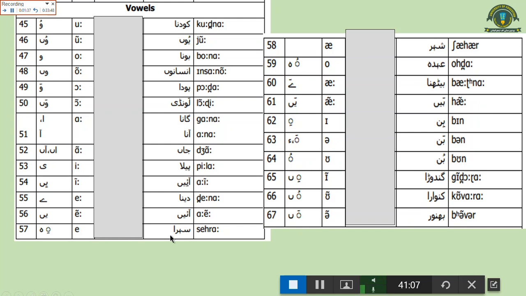Now this is a sound as in Sahara, and this one is a sound as in Sheher, and this is o as in the first letter of Ohda. And so here is this, I'm moving forward quickly. This is E as in Gindora, and as in Kuwara, and as in Bhawer. So we have so many nasal vowels in Urdu, which is making the Urdu vowel phonemic inventory longer.